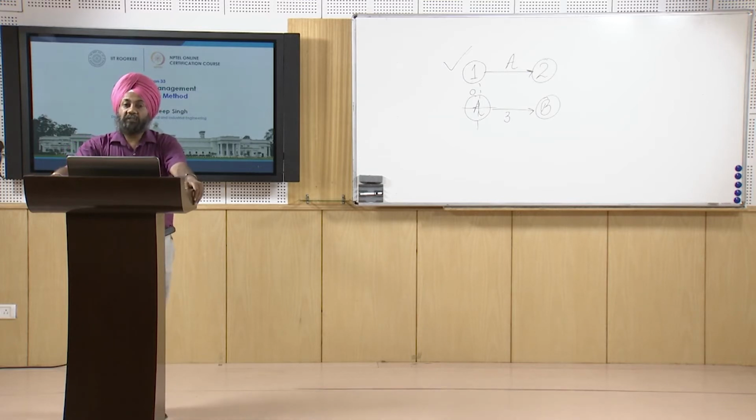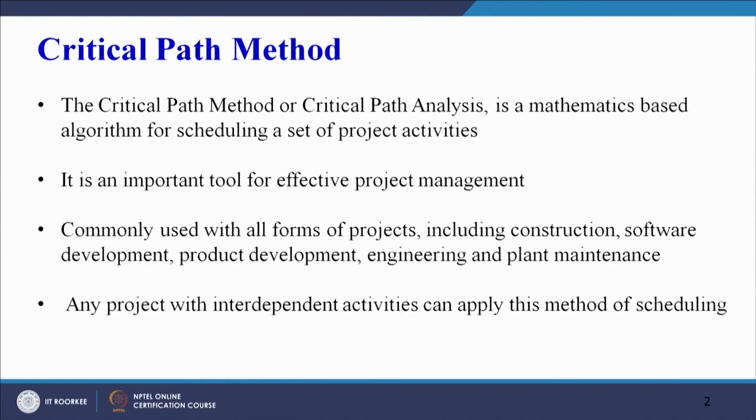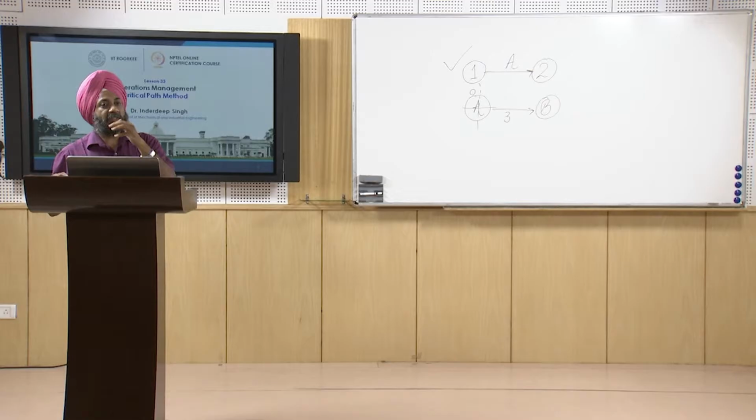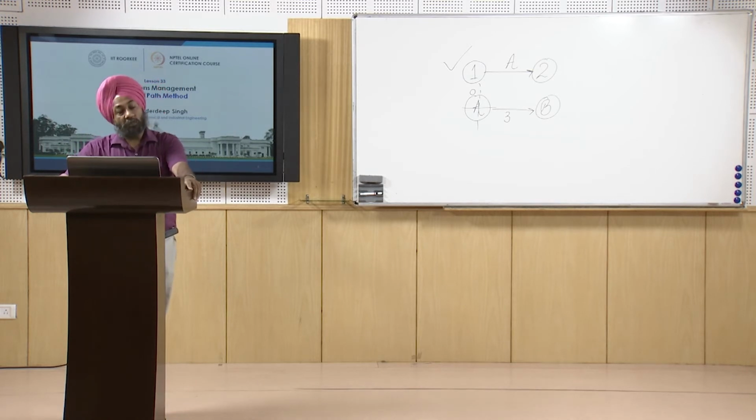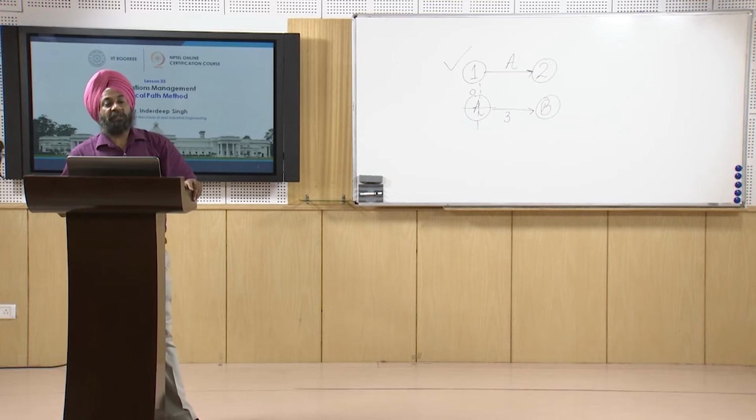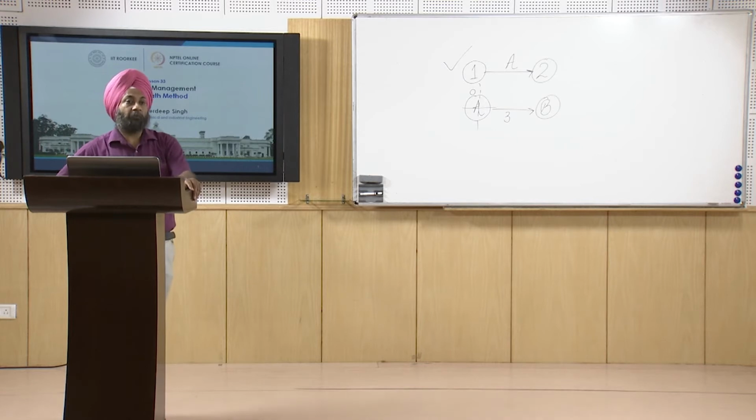As you can see on your screen, the critical path method, or critical path analysis, is a mathematics-based algorithm for scheduling a set of project activities. We have to calculate, based on the precedence relationships, how these activities must be scheduled in order to complete the project in the minimum possible duration. It is an important tool for effective project management because we are able to find the minimum time required for the completion of the project, in addition to the completion of all the activities that comprise the project.